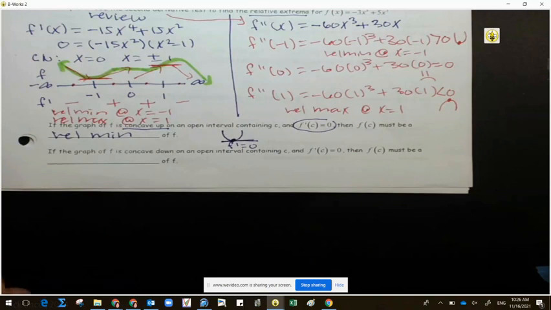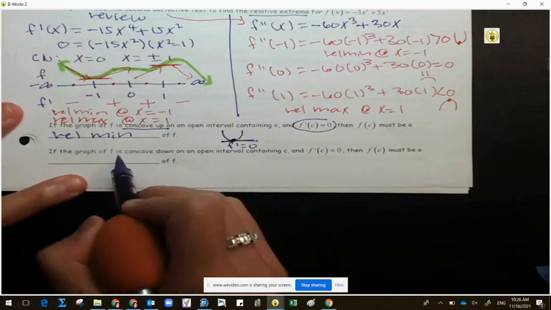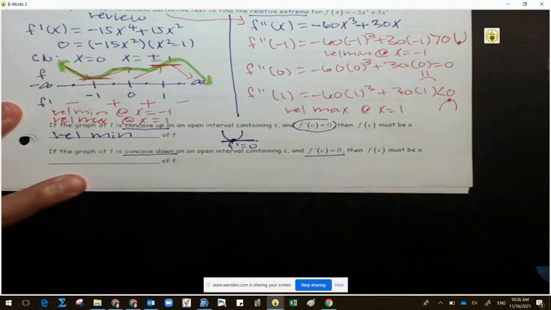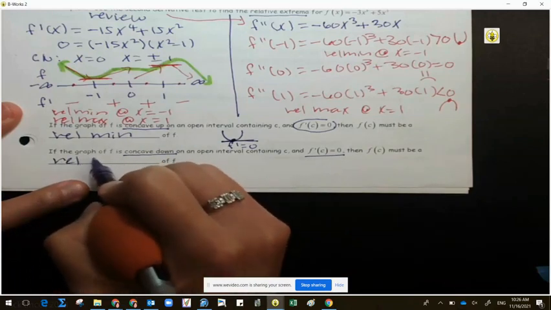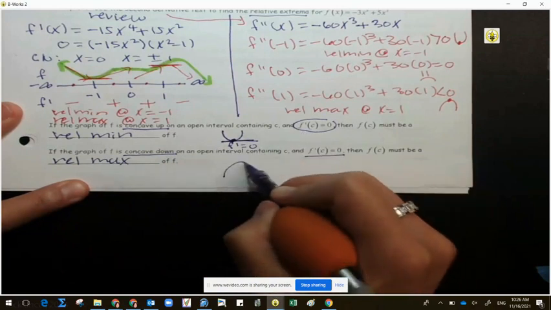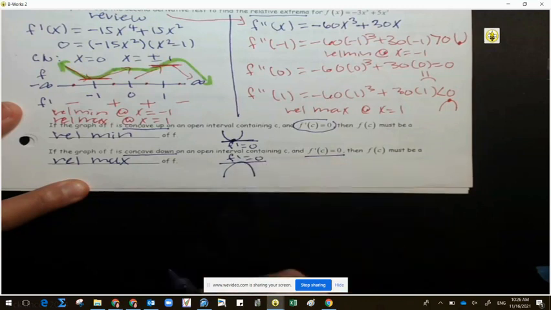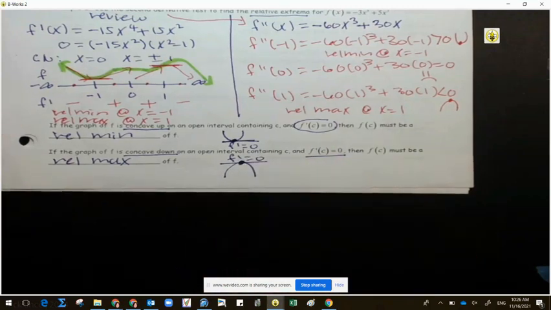So my second one, let's read. If the graph of f is concave down on an open interval containing c, and f prime of c equals 0, then f of c must be a relative what? What's the other one, if it's not the minimum? Maximum. And here's our drawing. Concave down, and there must be a point where f prime is equal to 0. It's pretty obvious this graph is going up and down, and that is our relative maximum.